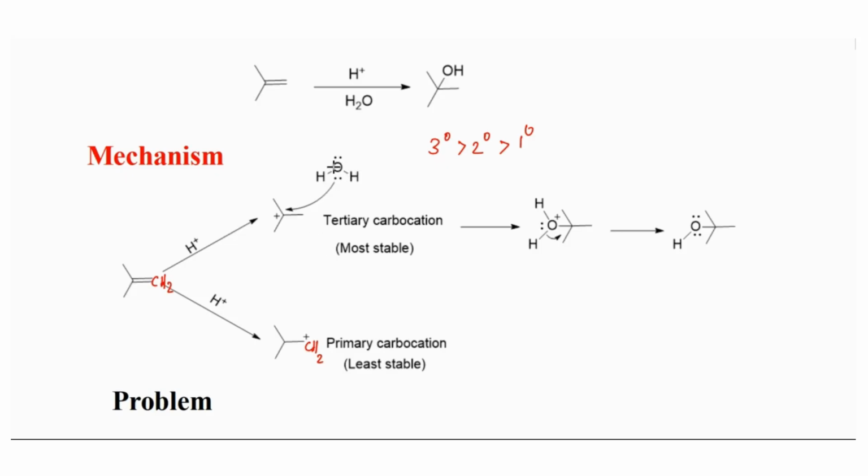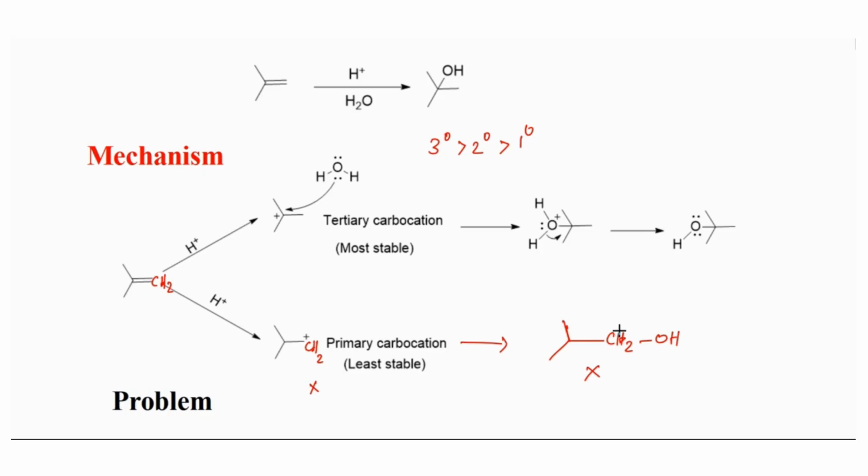Now the water, the oxygen lone pair will attack the carbocation, so we will get this intermediate. This oxygen positive charge is getting stabilized by this hydrogen losing its electron, and we will get this alcohol. Similarly, this is also possible, but this will not form in major amount. Why? Because this primary carbocation is least stable. This will not form in the major amount. That's why this product will not form.